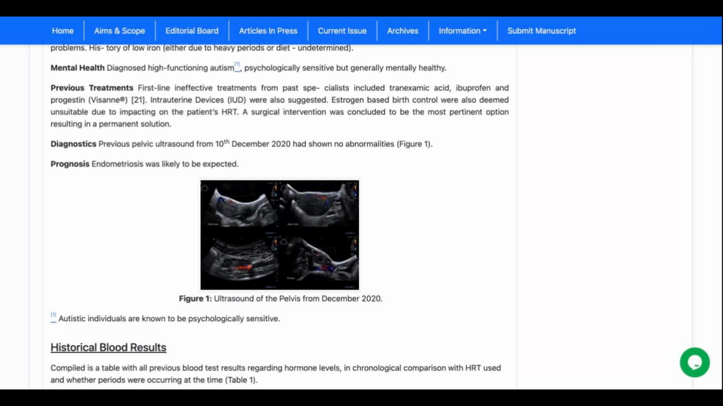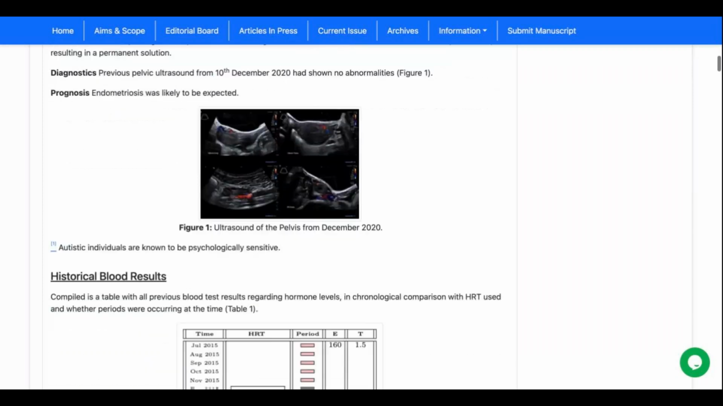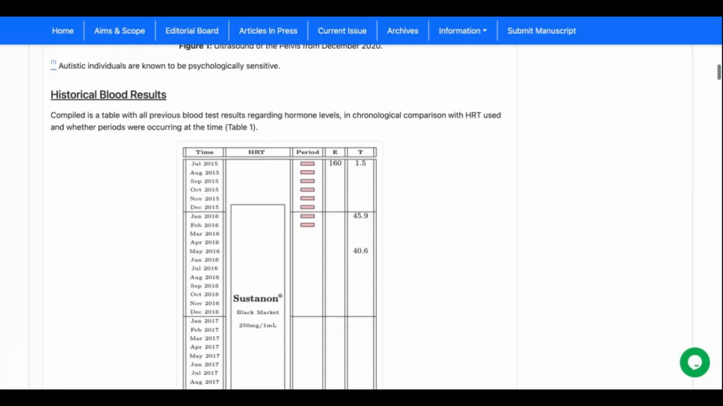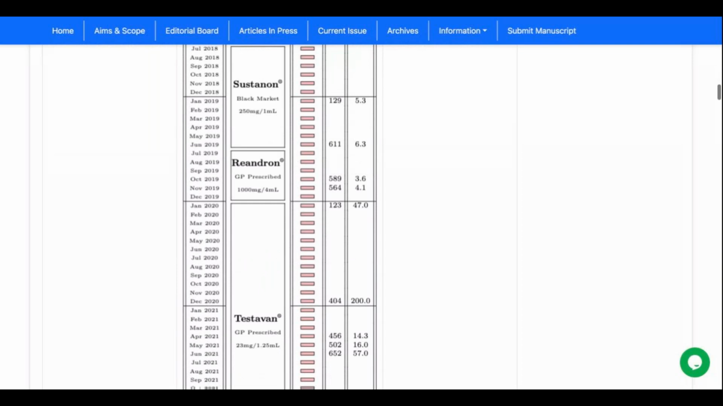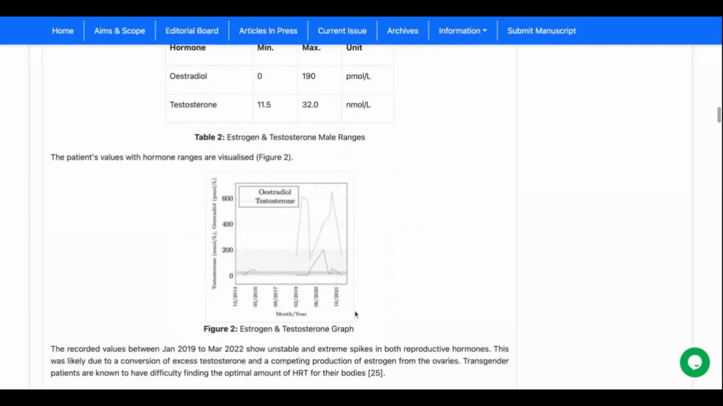It ended up that the patient did have some mild endometriosis. I've seen worse cases, but this one was quite mild. I think it was just two patches. But the most important part was the patient having the ovaries removed. They had blood results from back in 2015. It just seemed like the hormones were all over the place. We put it in a graph, and it was way out of range, extreme ups and downs. I can't imagine that to be healthy.